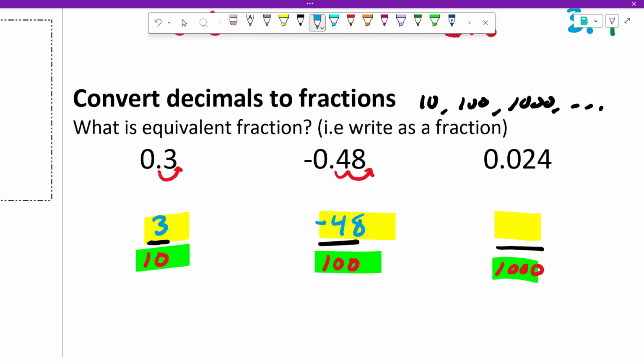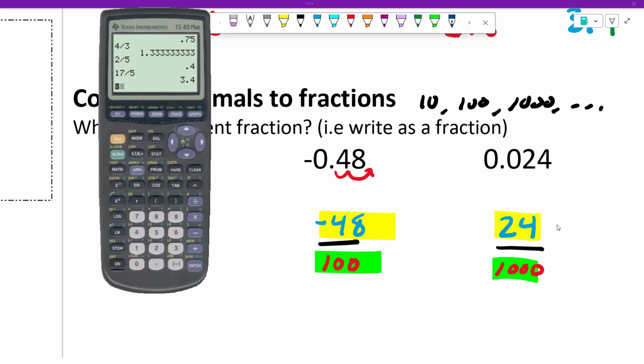How about the last one? 24. Right? So now if I use my calculator, you can always double check. If you forget, you can always double check. The first one, I grab my calculator, I go 3 divided by 10. Yes, it gave me 0.3. I go negative 48 divided by 100. Yes, it gave you the same decimal.